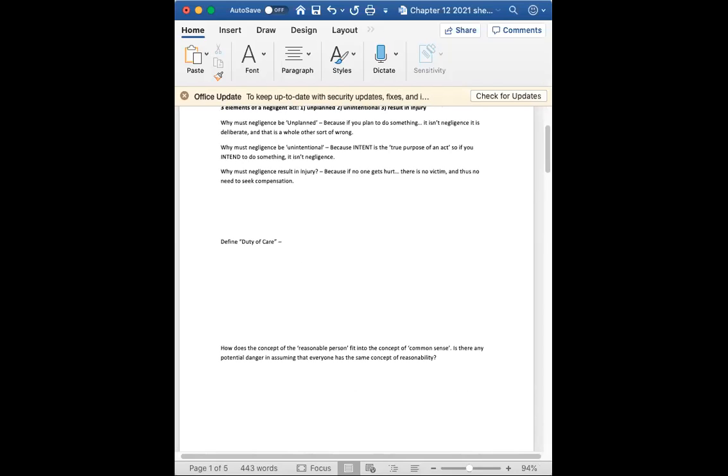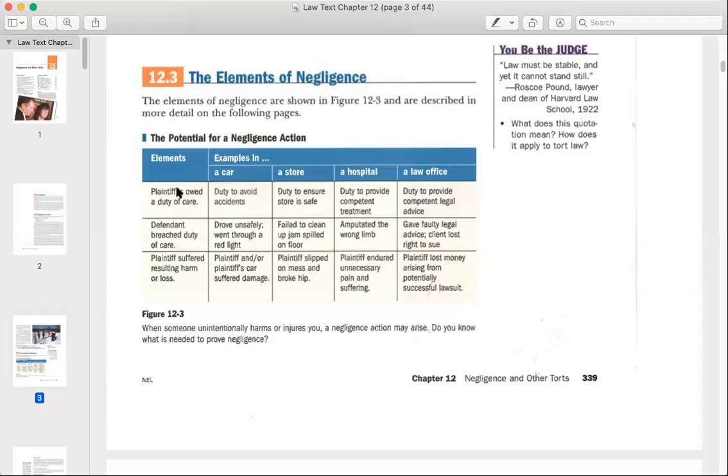So we can actually start with this one. Define duty of care. And you can actually see that over here. The plaintiff is owed a duty of care. For example, in a car, a duty to follow the rules of the road. If you're a store owner, you owe a legal obligation to ensure that your store is free of hazards, something as simple as making sure a wet floor sign is down if you've mopped. The level of care that is owed to a person varies depending on the situation.